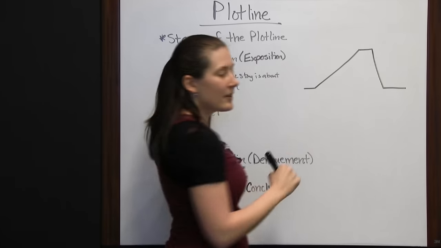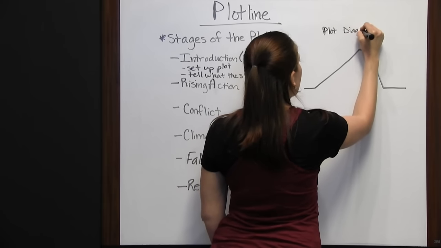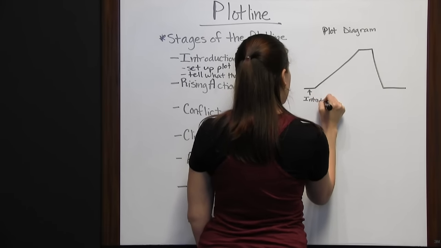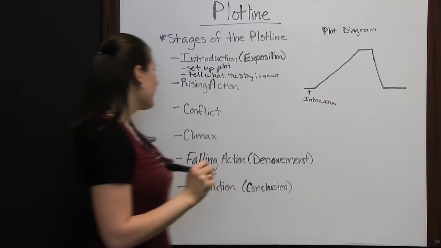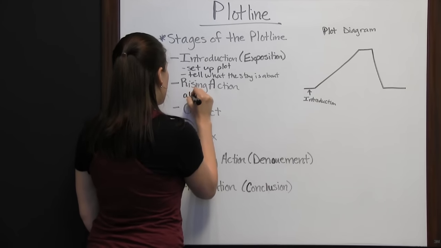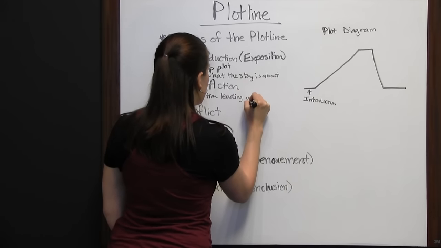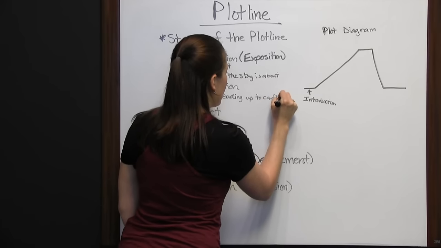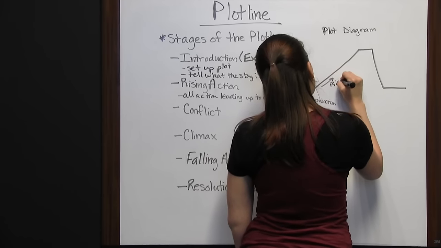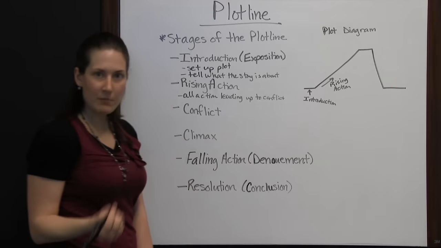And on this diagram that can represent plot, you might call this a plot diagram. Your introduction would be here. Your rising action is everything leading up to the conflict. All the action leading up to your conflict. So everything that happens before you find out what your conflict is going to be, rising action. And you can see how it rises up the slope of this plot diagram.